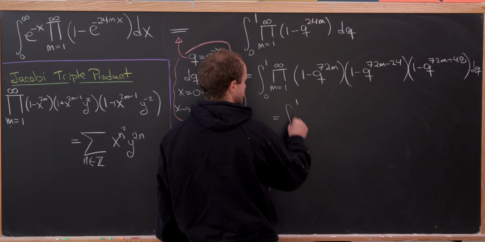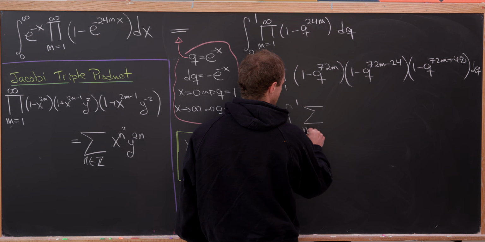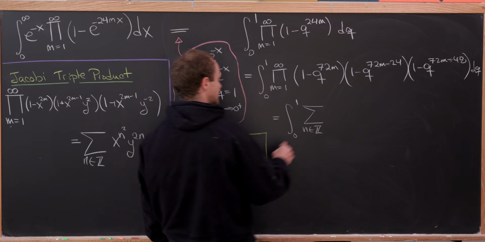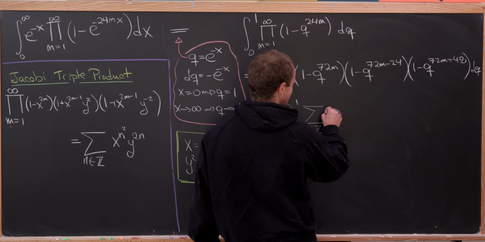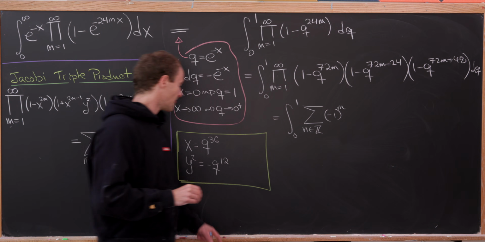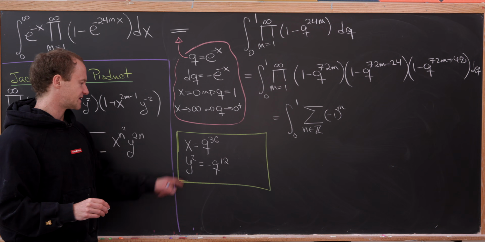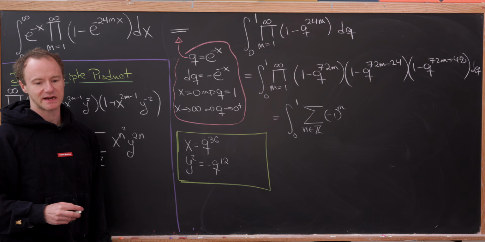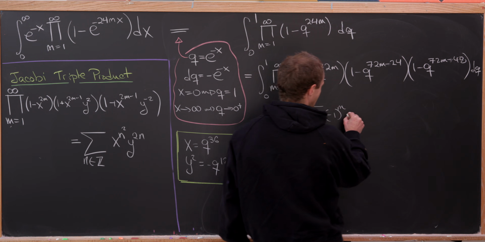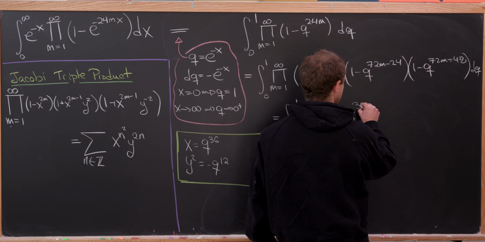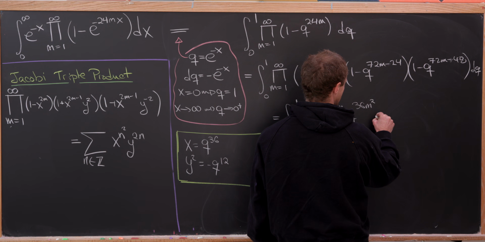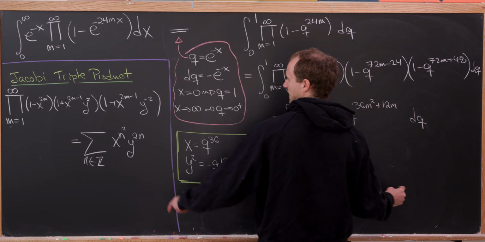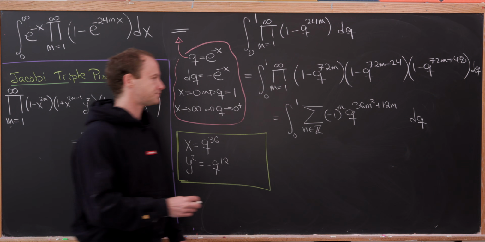So that's going to leave us with the following. We'll have the integral from 0 to 1, and now the sum over all integers of, let's see, it'll turn into minus 1 to the m. That's from the fact that we're setting y squared equal to negative q to the 12. That picks up a minus sign. And then we'll have q to the 36m squared plus 12m. That's from combining these two parts right here.